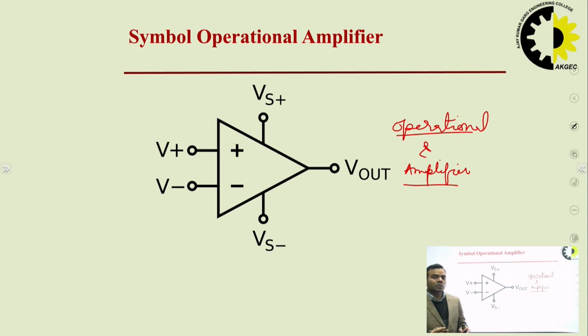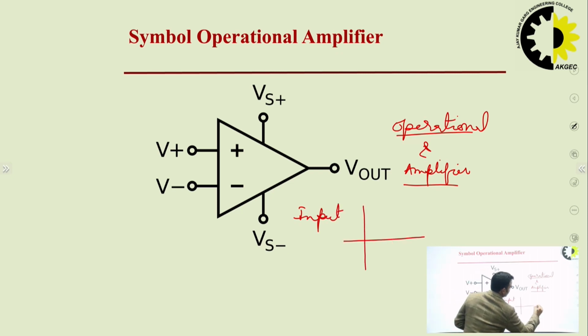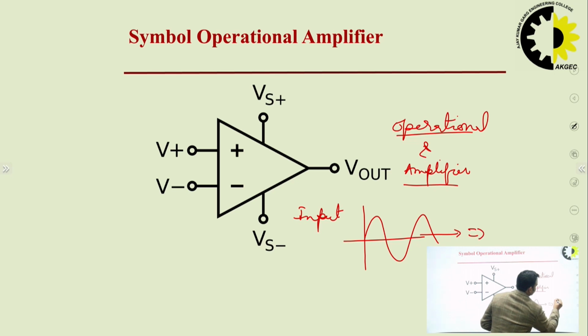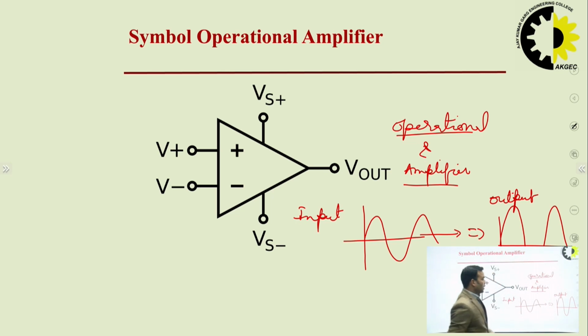Amplification simply means to increase signal strength. For example, if this is the input signal, and if you want to increase its amplitude, then we can give it to any amplifier, for example, operational amplifier, then output may be like this. Its amplitude will increase and frequency will remain constant.